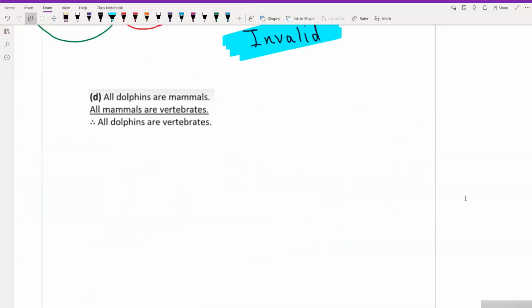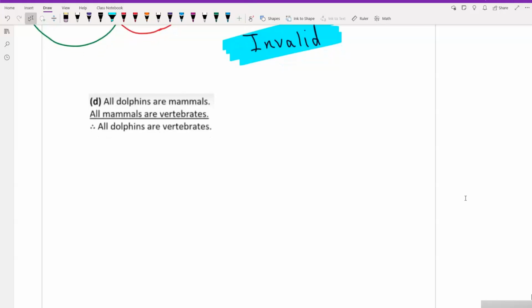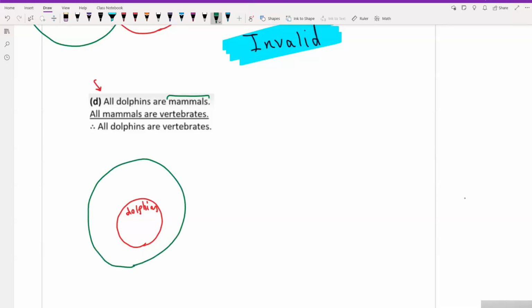All dolphins are mammals. All mammals are vertebrates. Conclusion, all dolphins are vertebrates. Starting with the first one, and here we have the second circle. So all of these members inside dolphins are inside another circle. So that was the first one.